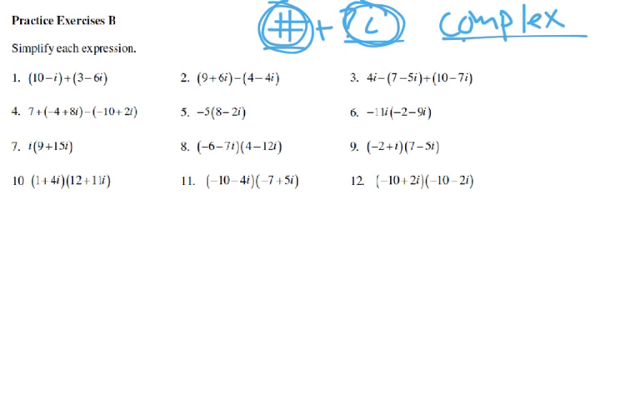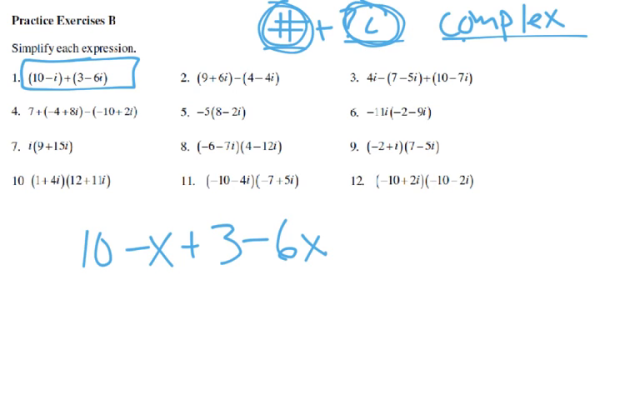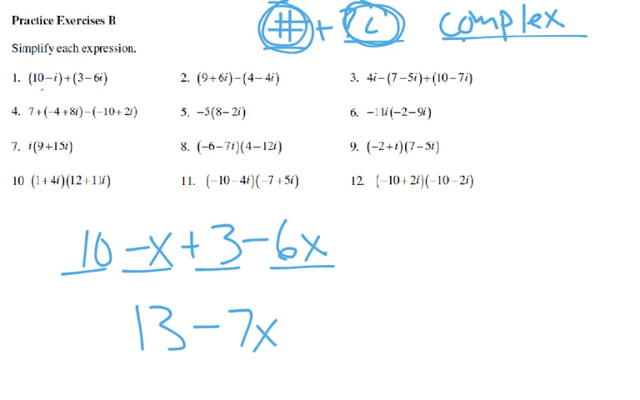Okay, so like on number 1, think of that as 10 minus x plus 3 minus 6x. How would we deal with that? 10 and 3 would give us 13. Negative x and negative 6x would give us negative 7x. And that's as simple as it gets. Well, with number 1, we do the same thing with i.